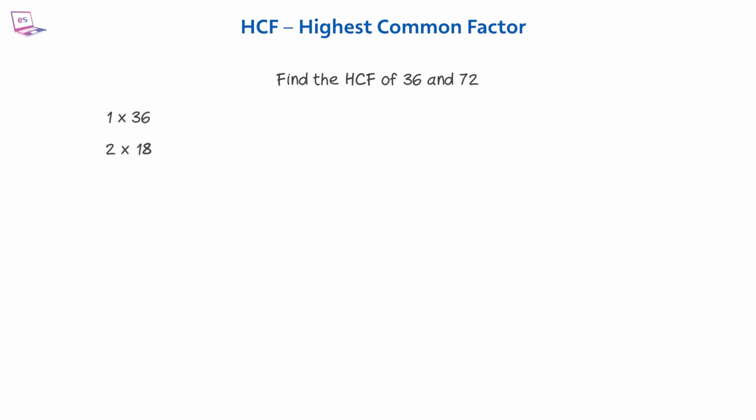Increase y to 3. Is 36 divisible by 3? Yes. 3 times 12 equals 36. The factor pair is 3, 12. Increase y to 4. Is 36 divisible by 4? Yes. 4 times 9 equals 36. The factor pair is 4, 9. Increase y to 5. Is 36 divisible by 5? No. 5 is not a factor of 36.